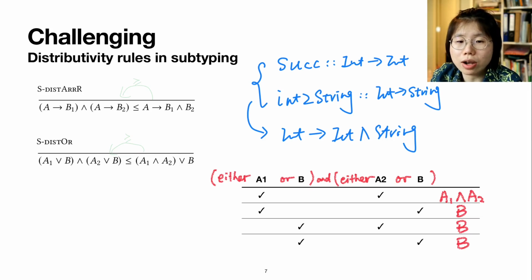That's the other direction. On the other hand, to get some intuition behind the second rule, we can consider all the possibilities we get from the intersection of A1 union B and A2 union B. We either get both A1 and A2, or we get type B. So we say that it is a subtype of A1 intersection A2 union B.